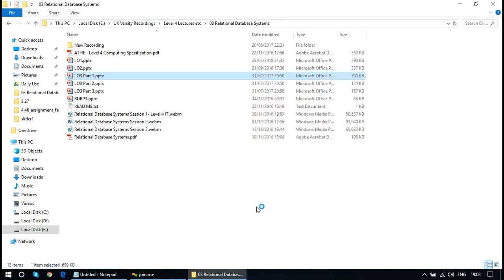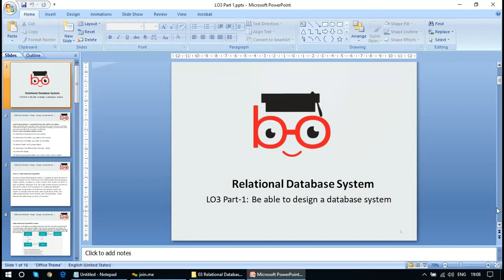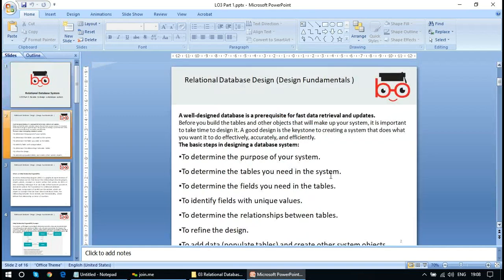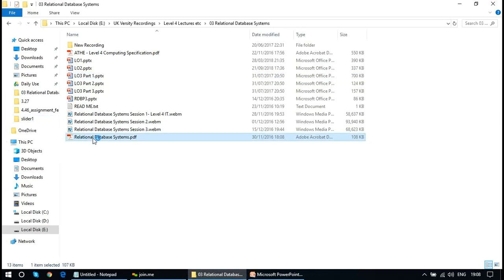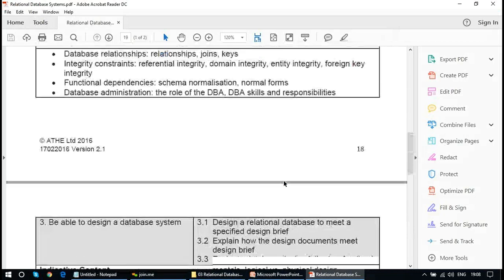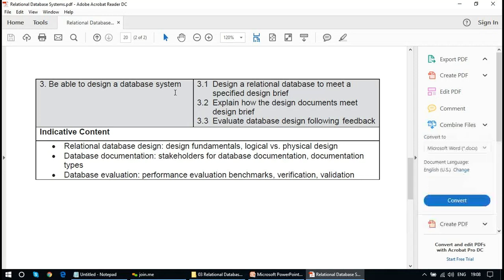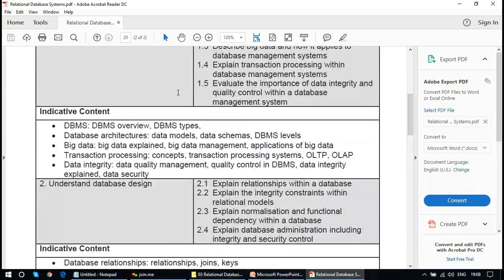So learning outcome 2, which we left in the middle, is complete. Now, learning outcome 3 is scheduled for today, and I have put it in 3 parts. So probably we start now. Let me catch up with the highlights of the learning outcome: be able to design a database system.